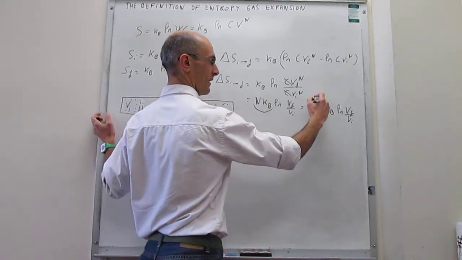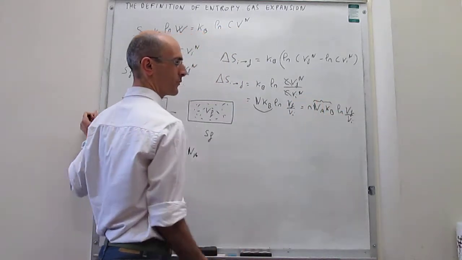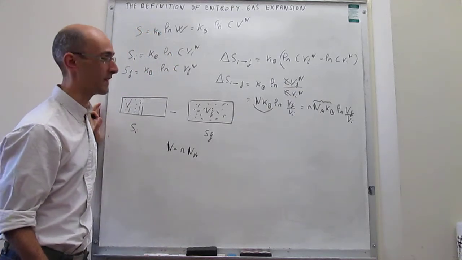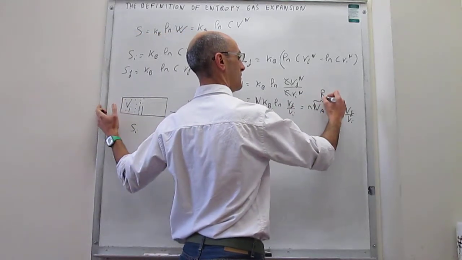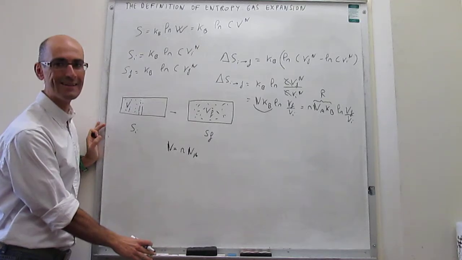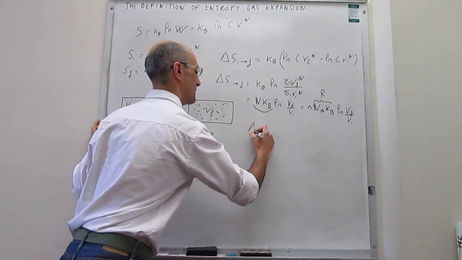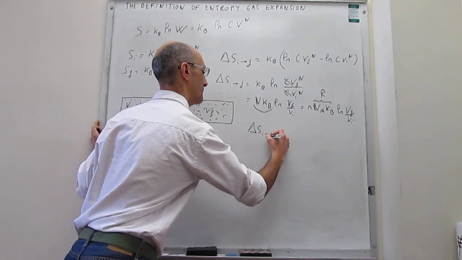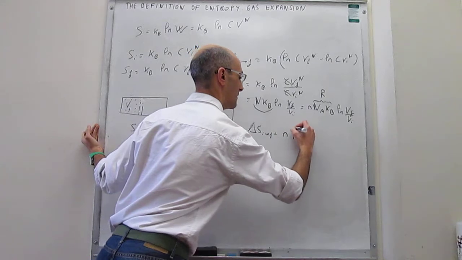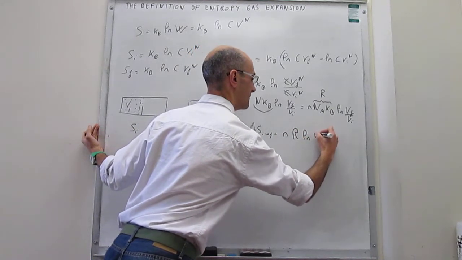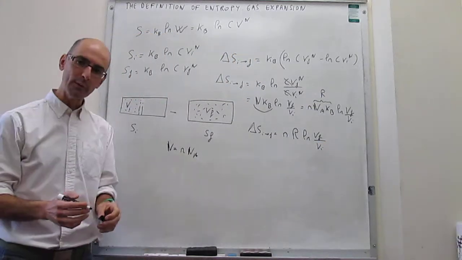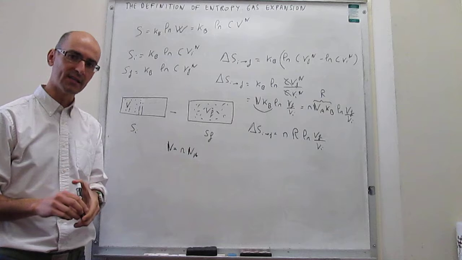All right, so here we can quickly recognize that the product of Avogadro's number and the Boltzmann constant is simply the gas constant, R. Okay, so we have come up with the definition of the change in entropy in a gas expansion. Delta S from I to F in a gas expansion is simply going to be equal to nR natural log of V final over V initial. That will be the definition of the change in entropy in a gas expansion.